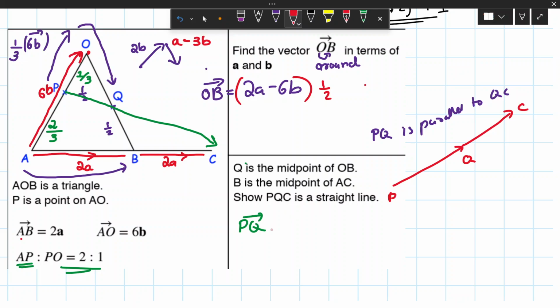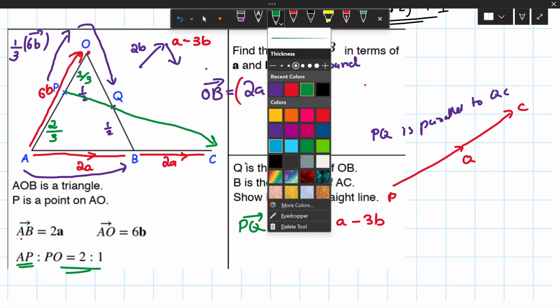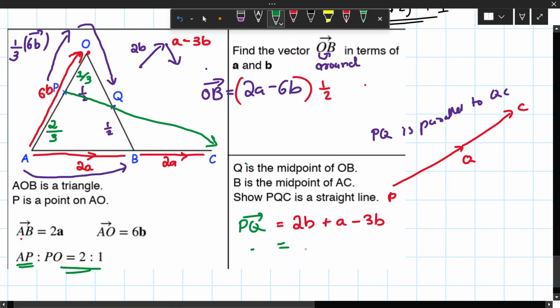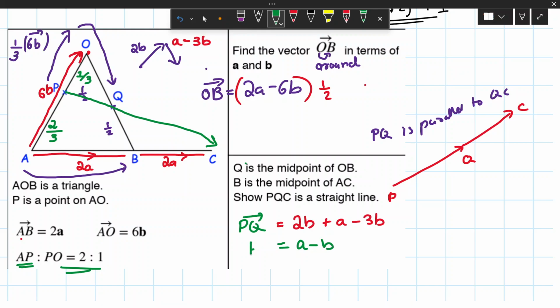So if I collect everything together, I have collected a 2B, I have collected an A, and I have collected a minus 3B. So I can say PQ altogether is A minus B. So I've got PQ, which is the first step. So this is A minus B.